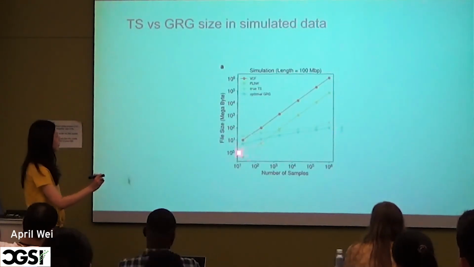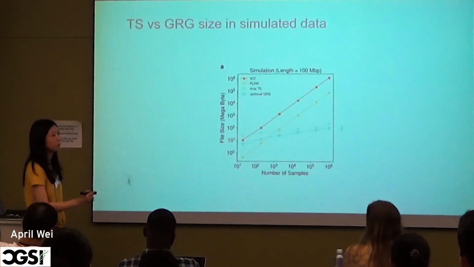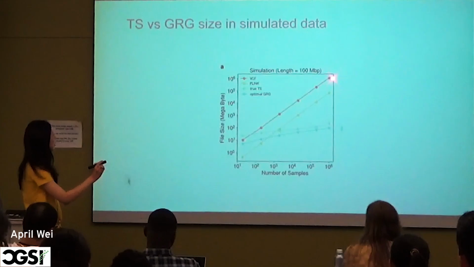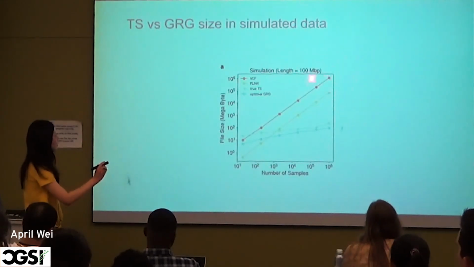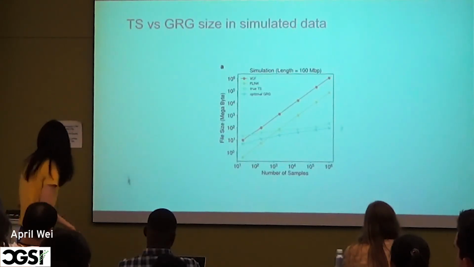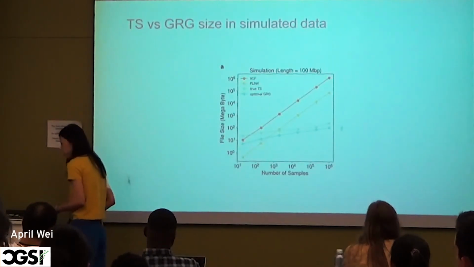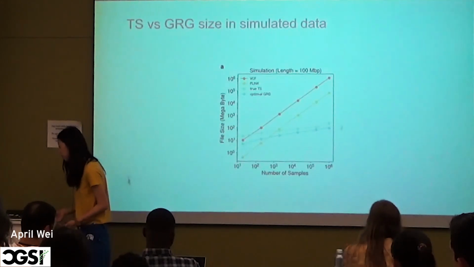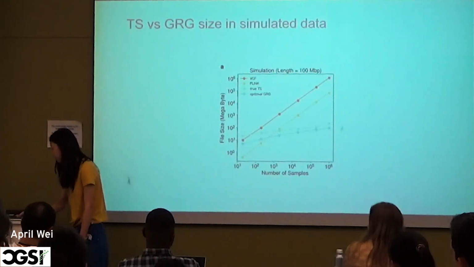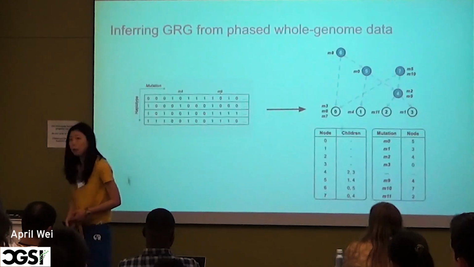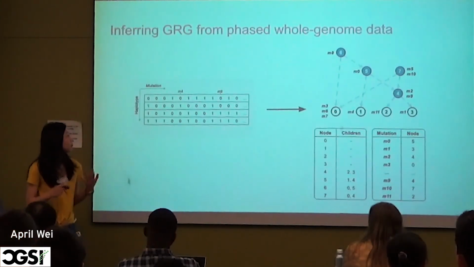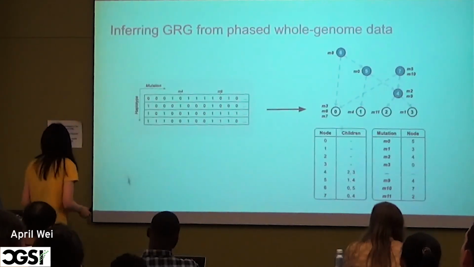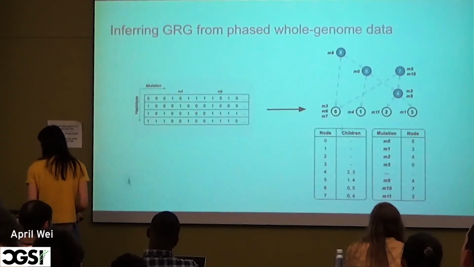So it has this sublinear growth with the number of samples, and is much smaller than any of these intuitive tabular formats, and is still, in its optimal case, smaller than tree sequence. But that's really not a big difference, and not the reason we're inventing this new format. What we're more interested in is whether we could infer a GRG from phased whole genomes, and could we do that at a biobank scale?